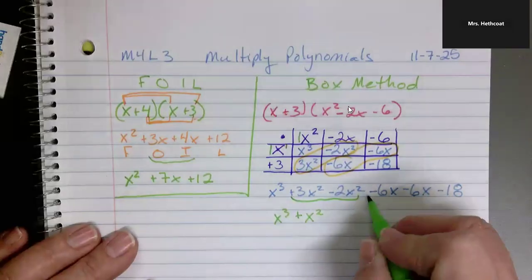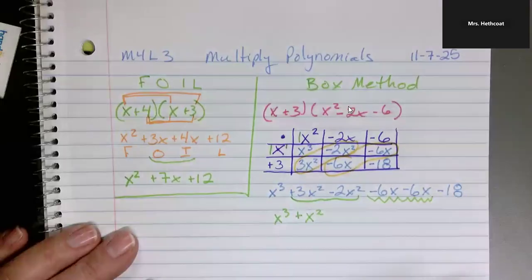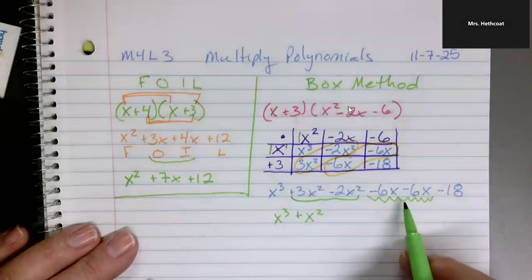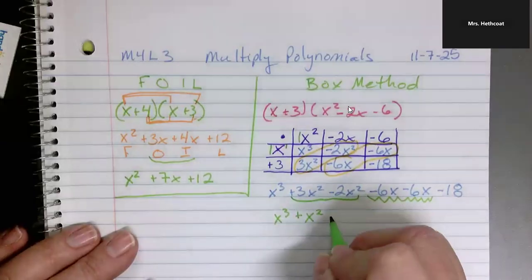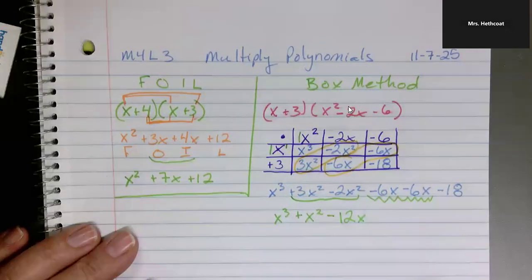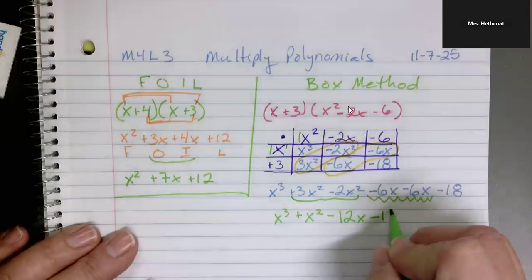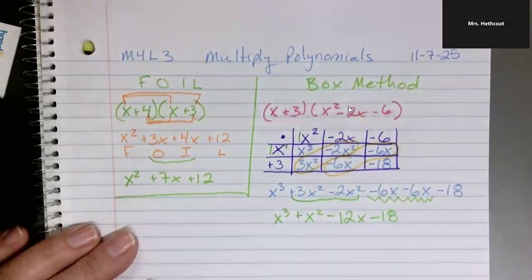Then we've got -6x, -6x. Those are like terms. We have same signs. They're both negative. So we'll add that together and get 12, and we'll keep the negative sign. So -12x, don't lose your x. And then the -18 has nobody to combine with, no like terms. And so there you go.